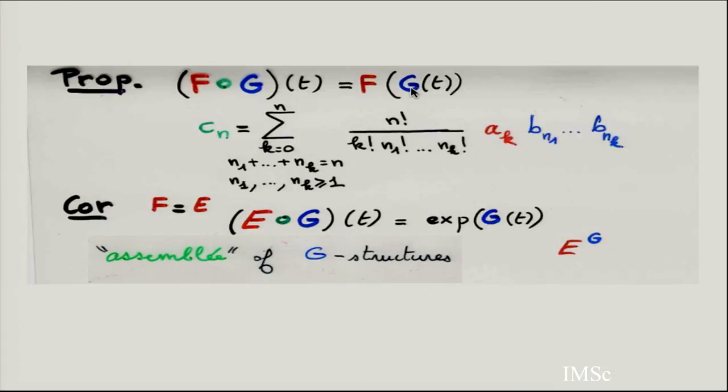And the particular case that we will use for the logarithmic lemma is that if you take the F species to be the set, you do nothing, then this composition is going to be the exponential of the G structure.